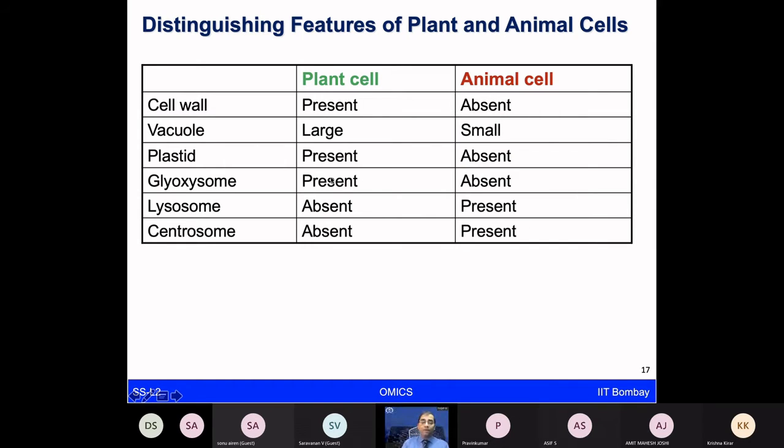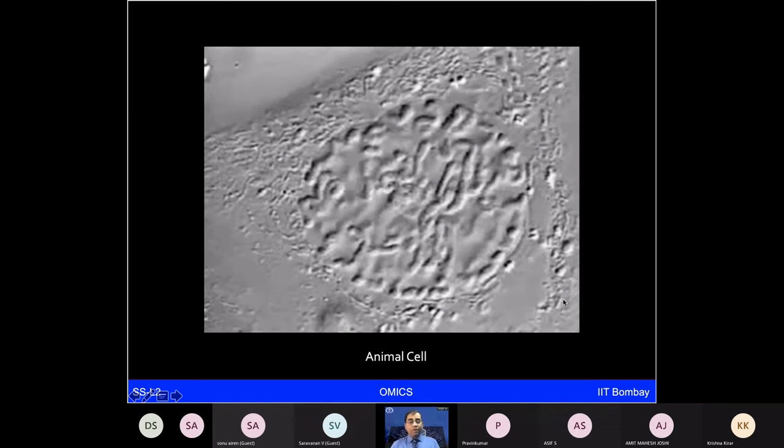And then there are some more specialized organelles like the lysosome, which is present in animal cells. Centrosome is present in the animal cell. Again, some of these terms you don't have to worry about. I'm just giving you, for your curiosity, how these animal cells and plant cells look in the microscope, when we do these experiments in cell biology labs and make those microscopic slides, and how these cells look under the microscope.